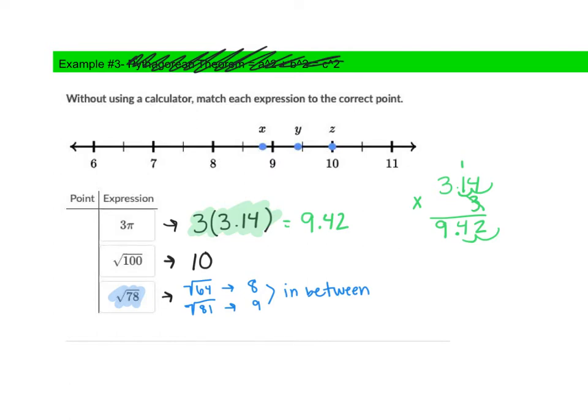So I'm going to figure out where these points connect. This first one, I'm going to highlight in green, 9.42. Where would that lie? Well, it's going to be after this 9, before this 10. So it's going to be this y right here. So the point that this represents is y.